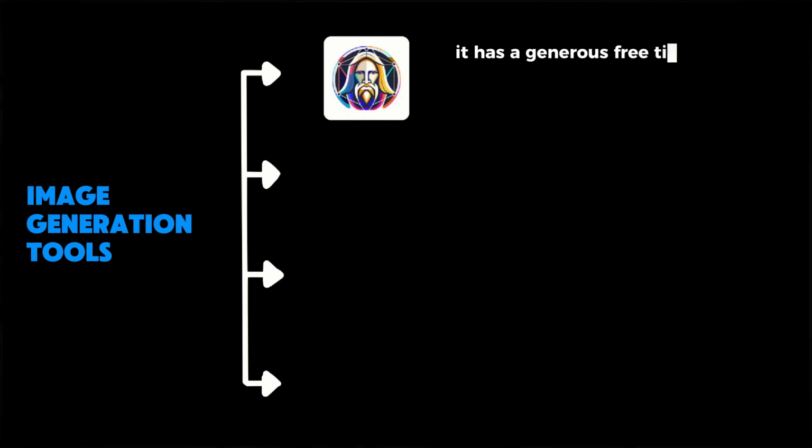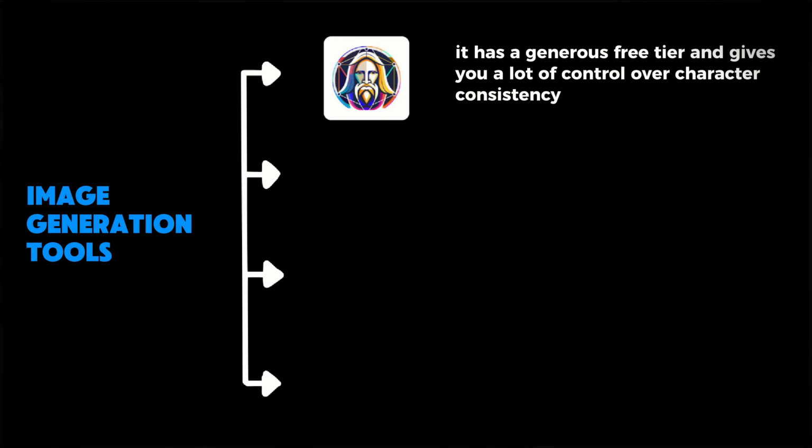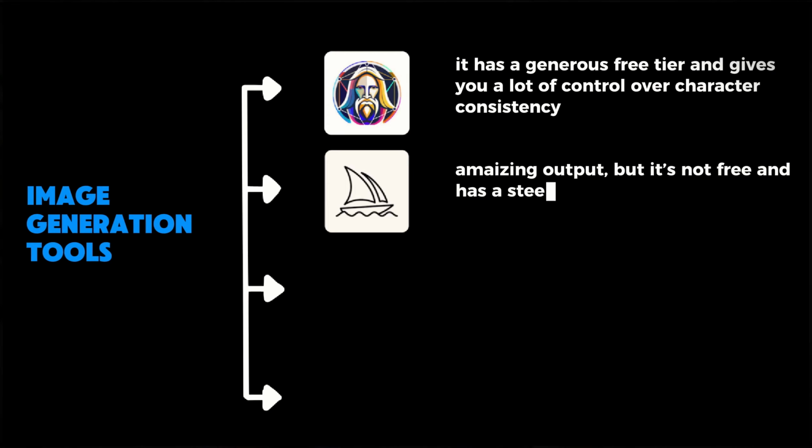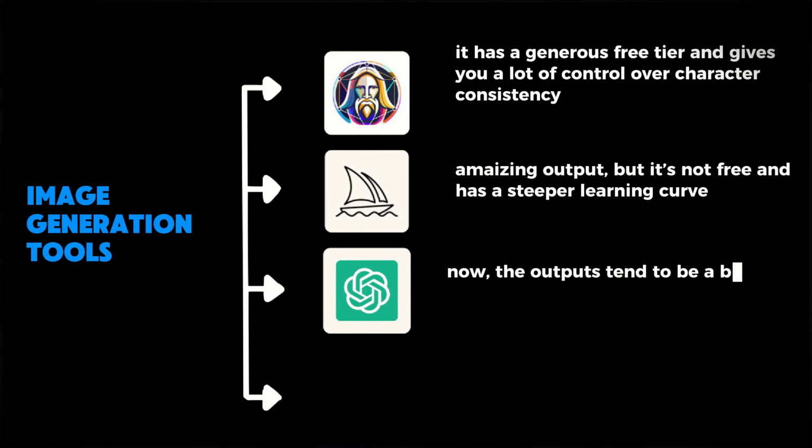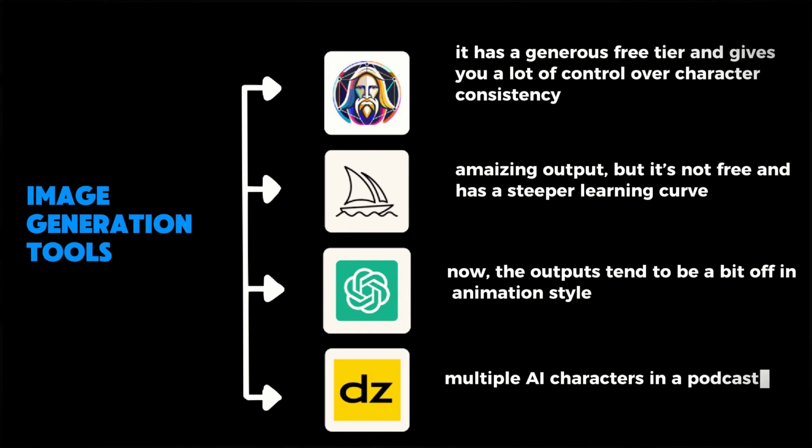I'm using Leonardo AI for this part because it has a generous free tier and gives you a lot of control over character consistency. If you've got Midjourney, that works even better, but it's not free and has a steeper learning curve. You could also try ChatGPT's image model, but right now the outputs tend to be a bit off in animation style. Big heads, off proportions, that sort of thing. And if you plan to use multiple AI characters in a podcast-style video, then Design AI really shines.